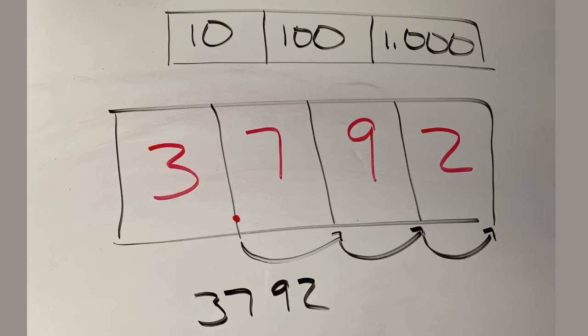If we take the same number one more time and multiply it by 1,000, we get 3,792. We're not adding zeros at the end, but instead we're moving the decimal and changing the place value of the numbers.